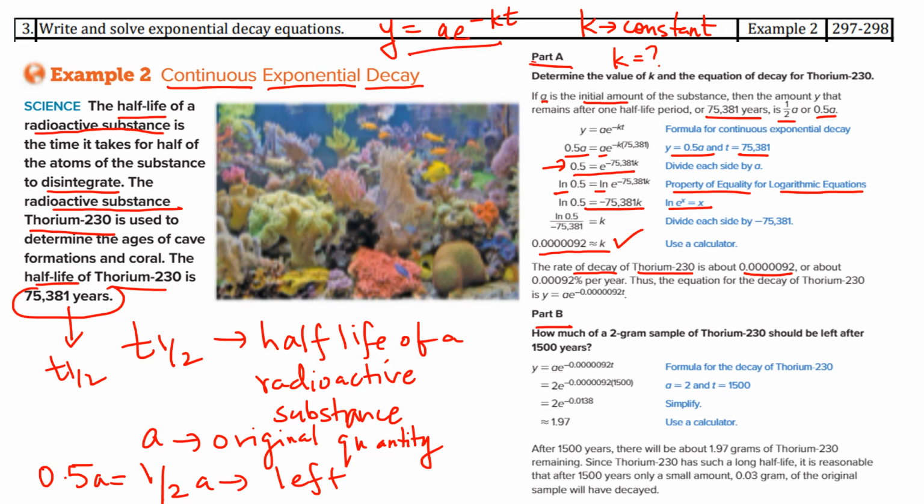So now you got your k, so you can replace the k in the formula we started with. So y equal to a multiplied with e to the power negative the value of k times t. That's part A completed. Let's move to part B.